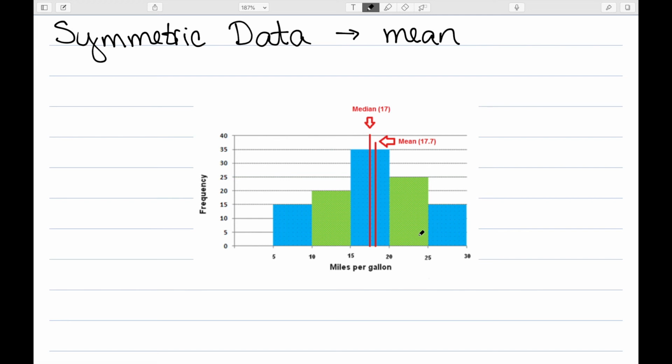In these symmetric cases, the mean and median are approximately the same. But the mean is going to be a better choice because, like I said, it can be used more in things like inferential statistics.